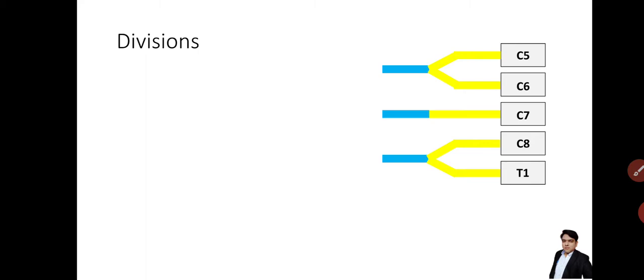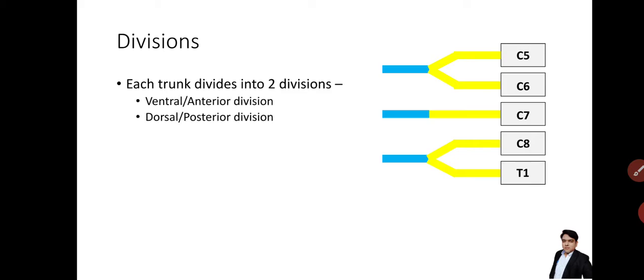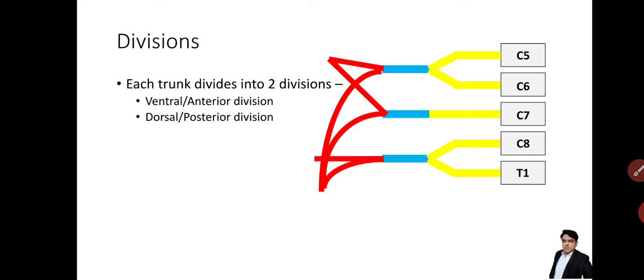Now the divisions. Each trunk divides into two divisions, ventral or anterior division and dorsal or posterior division. So it is like this. This is the ventral and dorsal division of the upper trunk. This is the ventral and dorsal division of the middle trunk, and this is the ventral and dorsal division of the lower trunk.